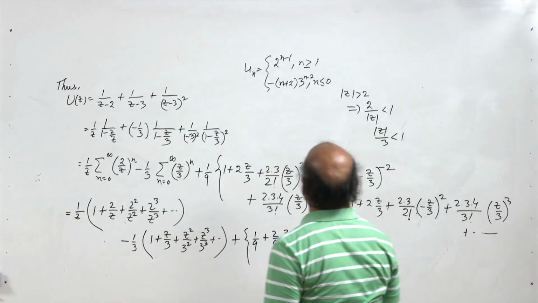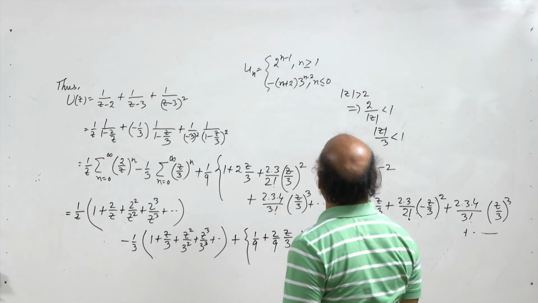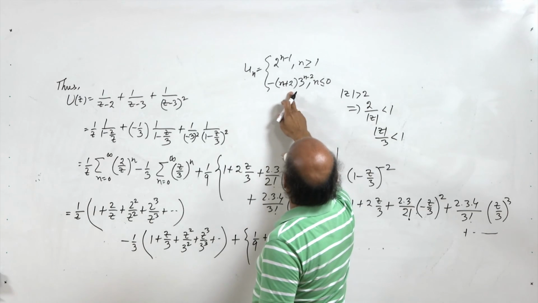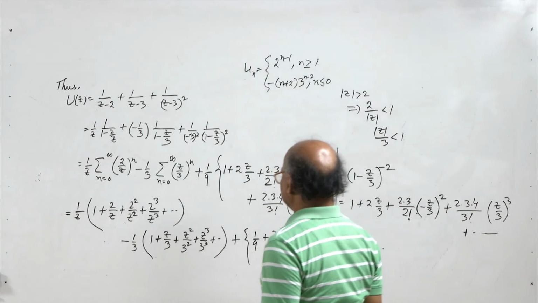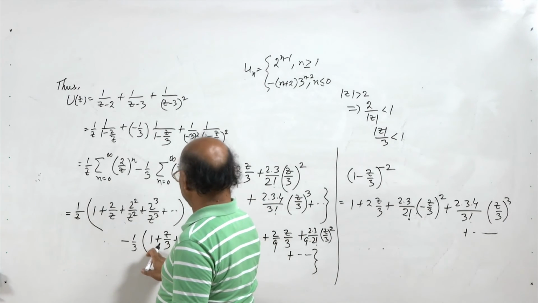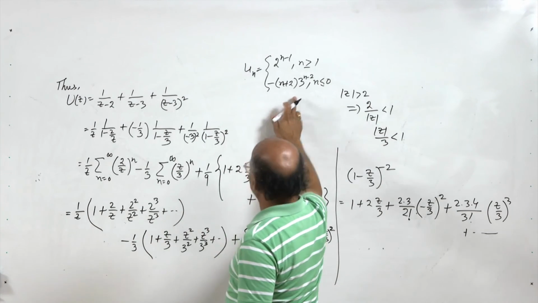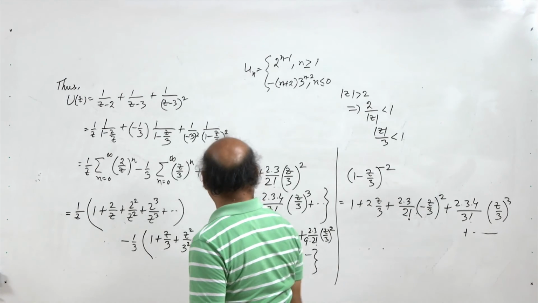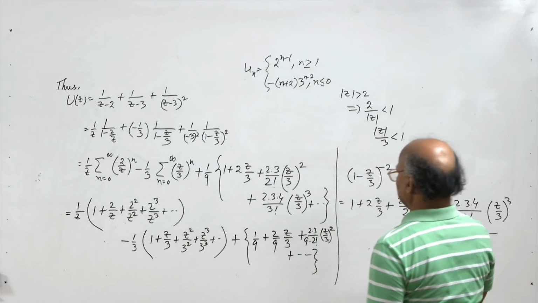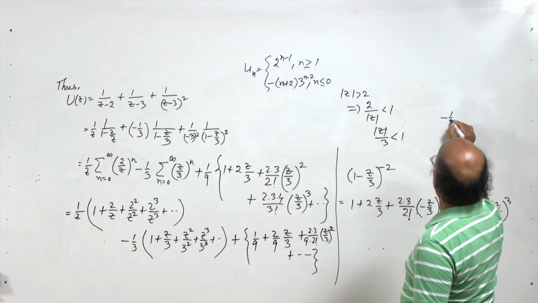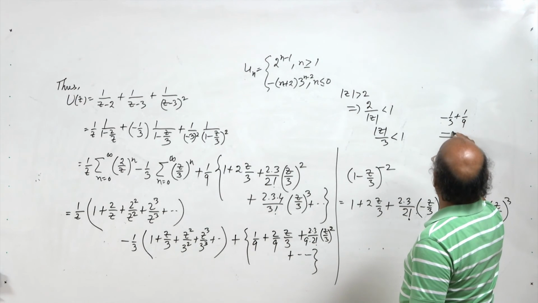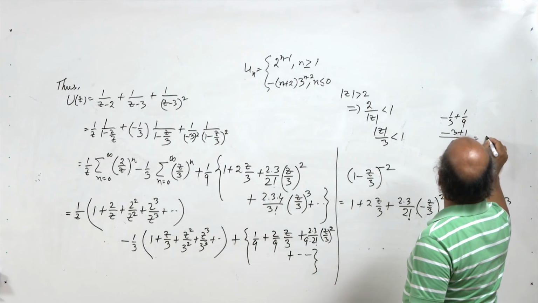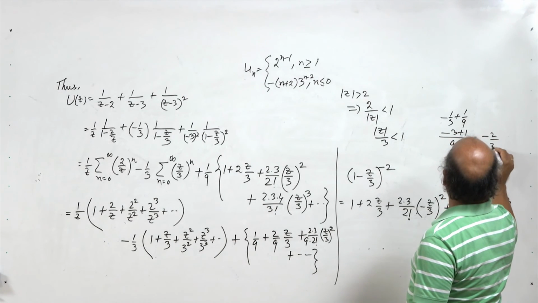Let us take n equal to 0, what do we get? When n is equal to 0, we have here minus 2 over 3 square, which means minus 2 over 9, and here what do we get? Minus 1 over 3, minus 1 over 3 plus 1 over 9. So, this is 9 minus 3 plus 1, so minus 2 over 3 square.